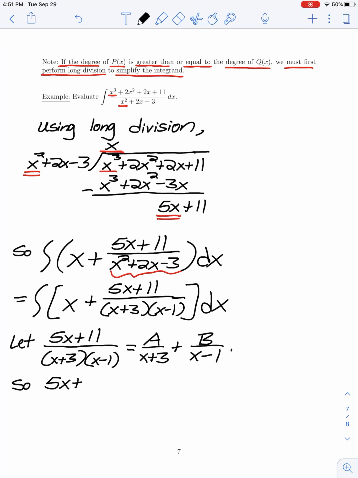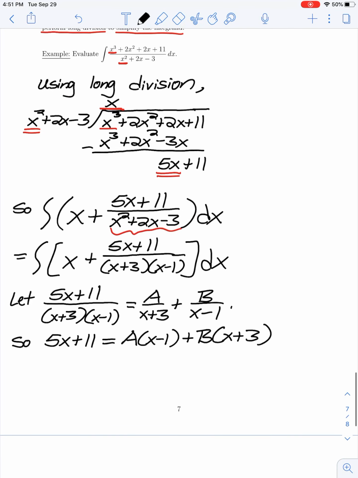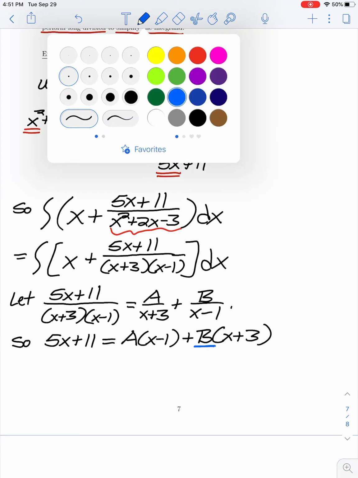So simplifying this equation by multiplying through by our common denominator, we have 5x + 11 is equal to A times (x - 1) plus B times (x + 3). And since I'm working in the case of distinct linear factors, I could solve for A and B by choosing specific values of x to simplify my equation. So for instance, if I wanted to solve for A, to kill off this B term, I could take x equal to negative 3.